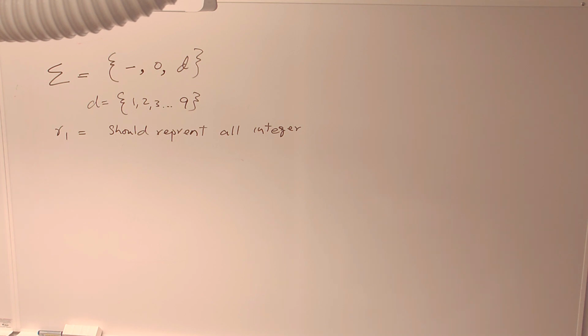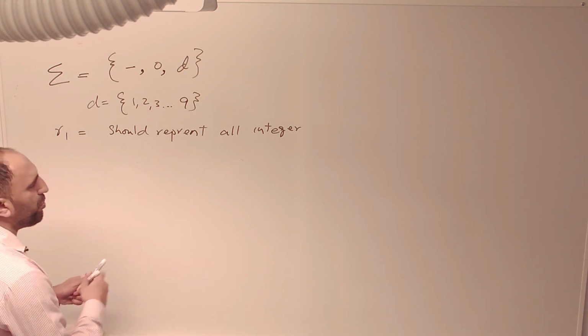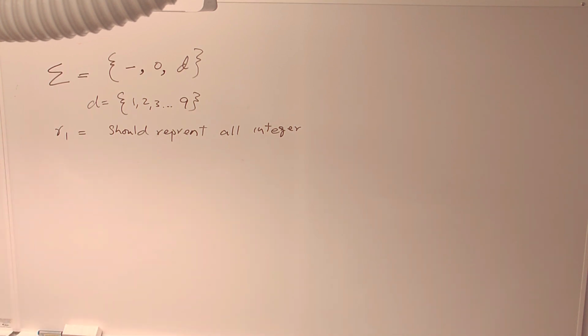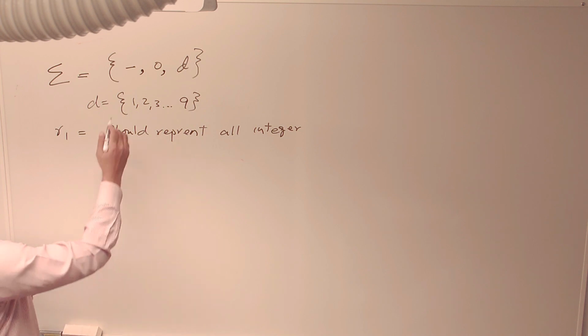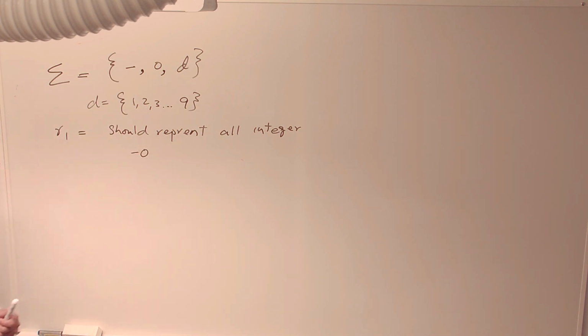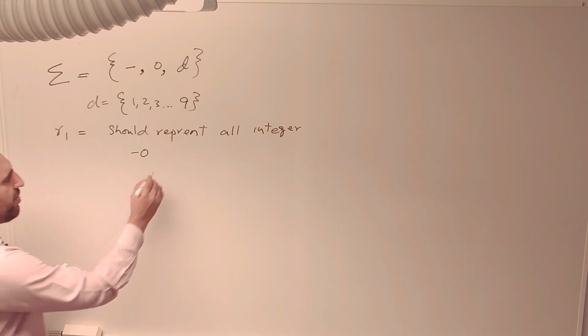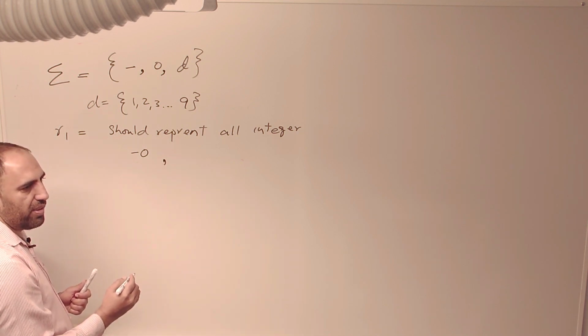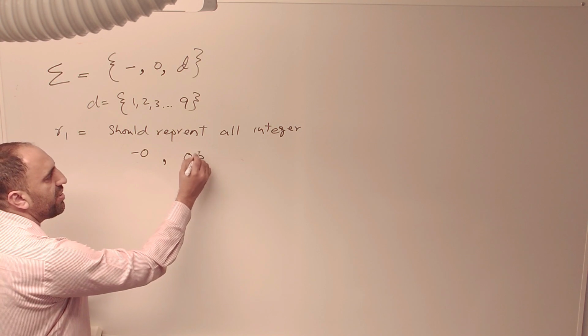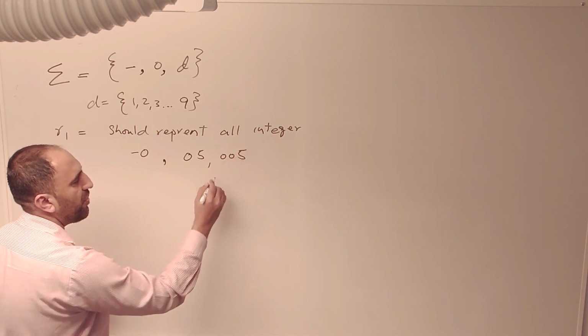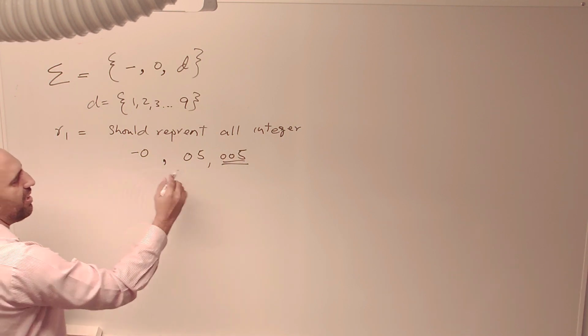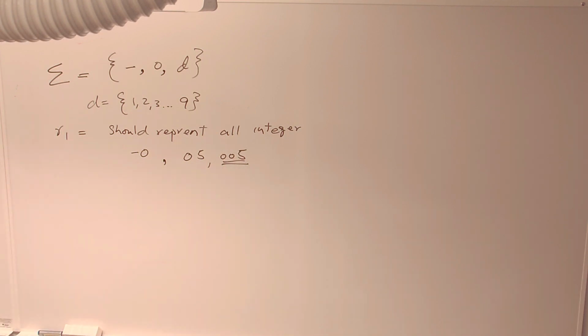And the integers means it could be a positive integer or it could also be a negative integer. However, there are some other details given: 0 is neither positive nor negative. So the language should not allow minus 0, because minus 0 is not an integer. And it should also not allow integers with leading zeros like 05 or maybe 005. So these are things that should not be accepted in your regular expression.